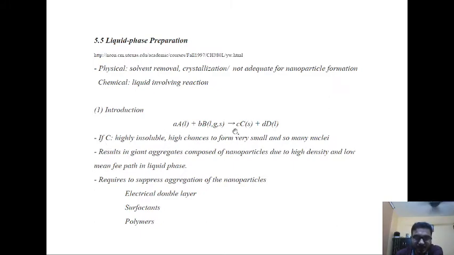Here if C is higher, that is the third term on the right hand side, if the C content is highly insoluble, then there is a chance of formation of a very small number of nuclei, and this will result in giant aggregates composed of nanoparticles due to high density and low mean free path in the liquid phase. It is required to suppress aggregation of nanoparticles using electrical double layer, surfactants and polymers.